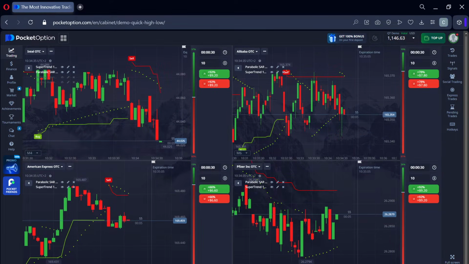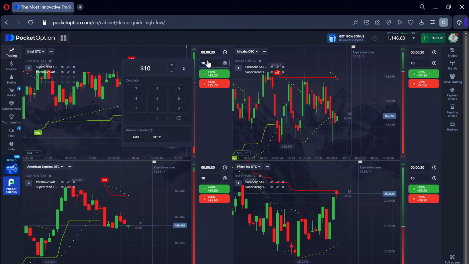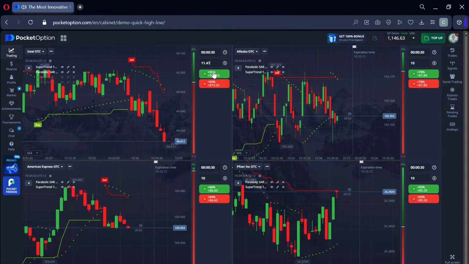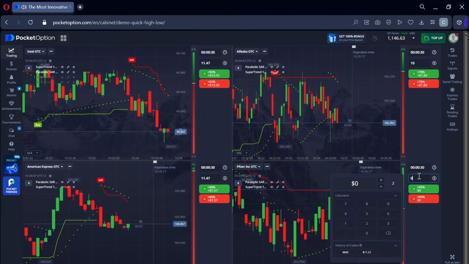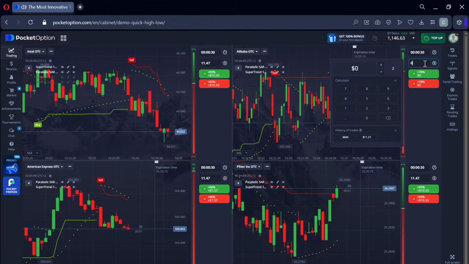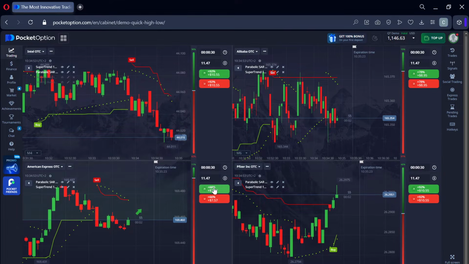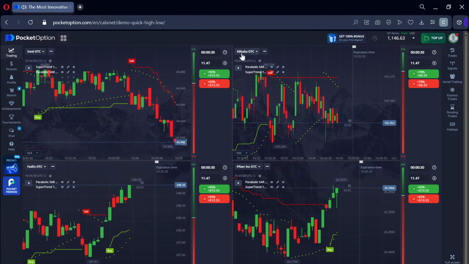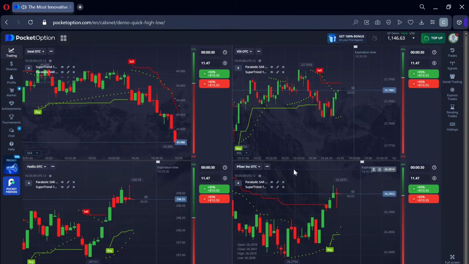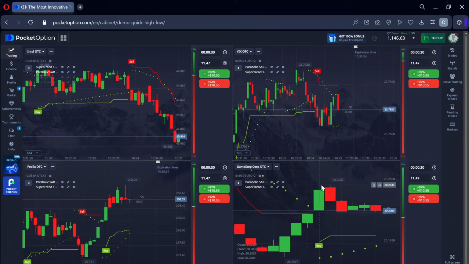Then make sure that your trade amount is 1% of your account. So here we've got the account balance, and the trade size is going to be 11.47. We're going to make sure that we get that in properly on all of these. Then finally, throughout the session, make sure that you're trading on pairs with a 92% payout. Here, that's obviously not the case, so we're just going to change until we find pairs that do have the payout we're looking for. There we go. Now we are ready to trade.